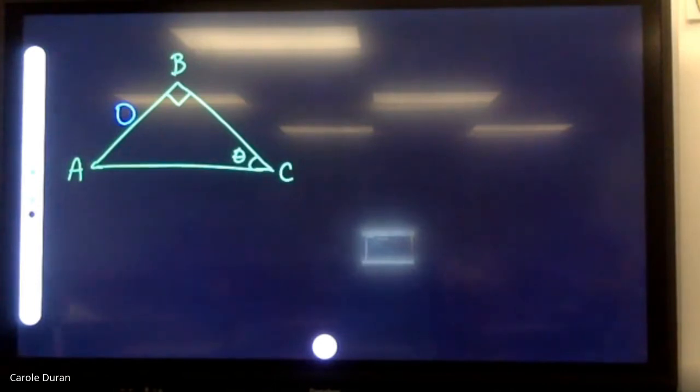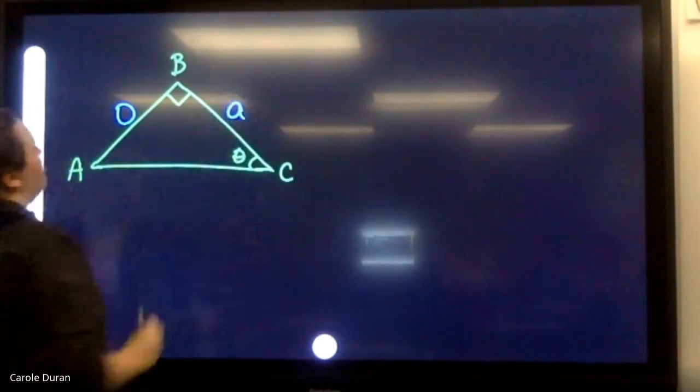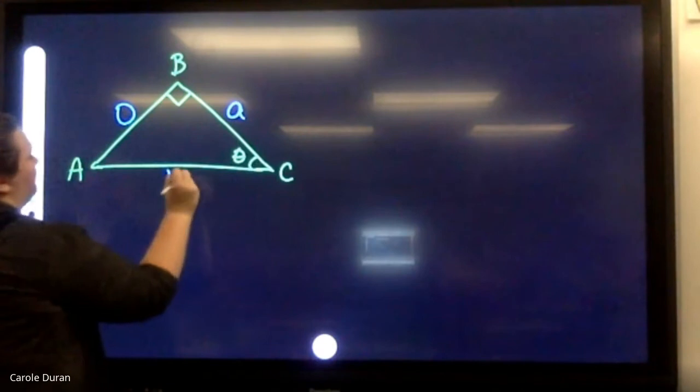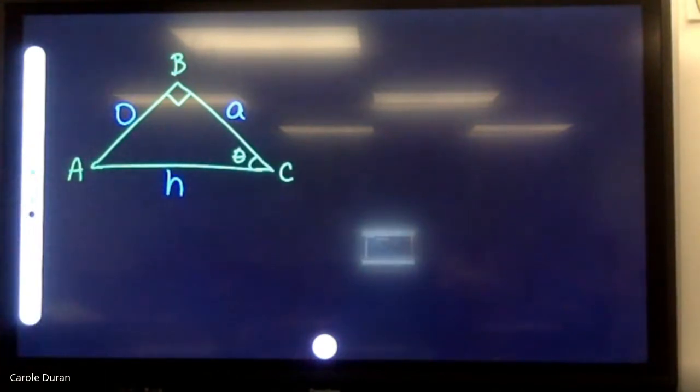BC is adjacent. Good. How did you know that? It's on the same side as theta. As the angle. You can just say angle. That's fine. And then which one's my hypotenuse, Jeremiah? AC. Perfect. How did you know that? Because it's across from the 90-degree angle.